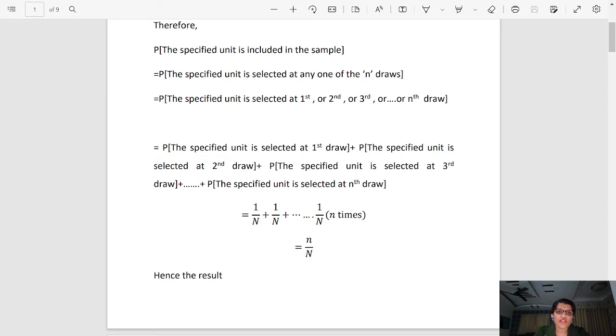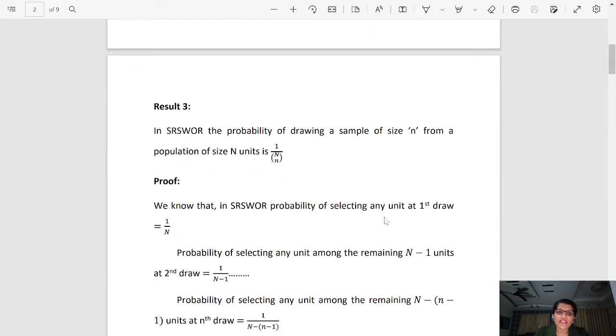The probability that the specified unit is selected at the first draw is the same as the probability that the specified unit is selected at the second draw. So, the probability is 1 by capital N. This is added n times. So, the final is small n by capital N, and hence this is the proof. Now, we discuss the next result.